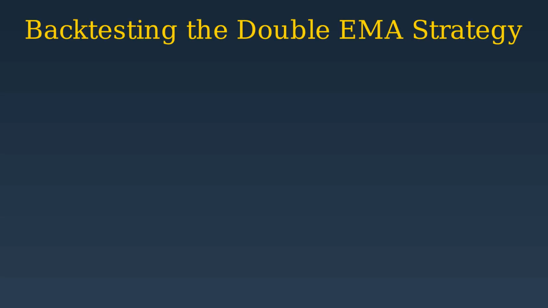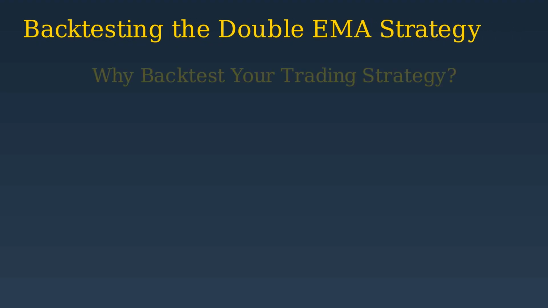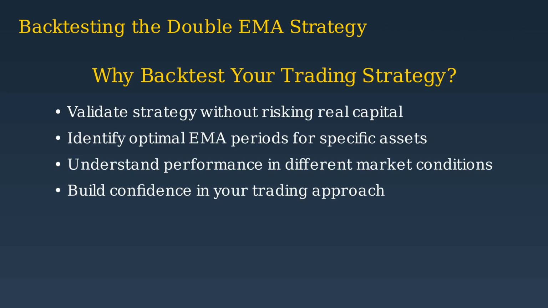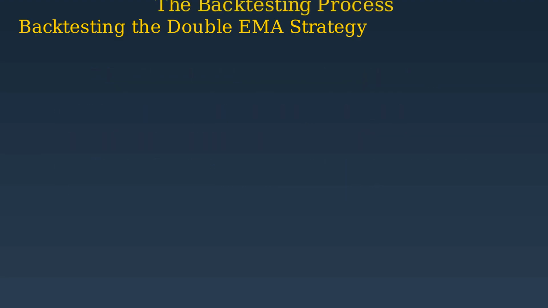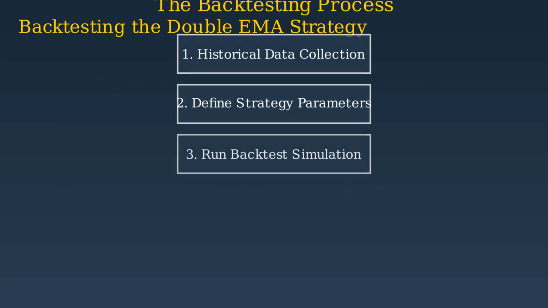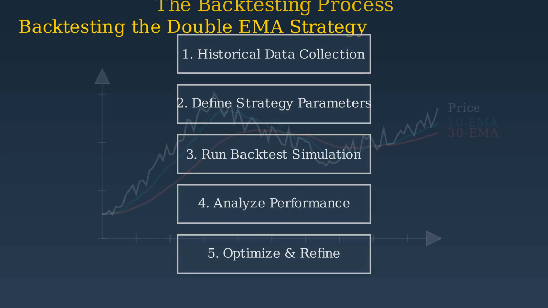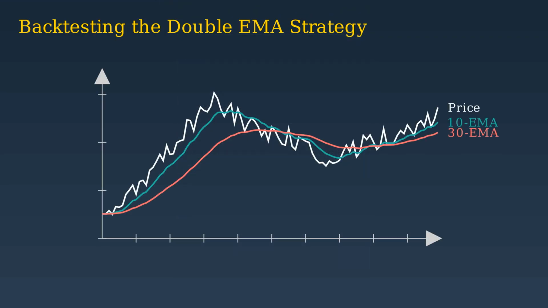Backtesting the double EMA strategy is a crucial step before risking real capital. Backtesting allows you to validate your strategy and understand how it would have performed in the past. The backtesting process follows a systematic approach to evaluate your trading strategy. During backtesting, you'll analyze how your double EMA strategy would have performed with historical price data.